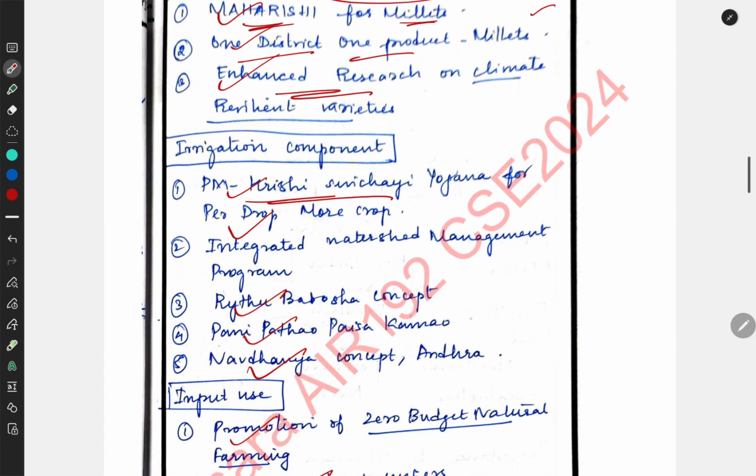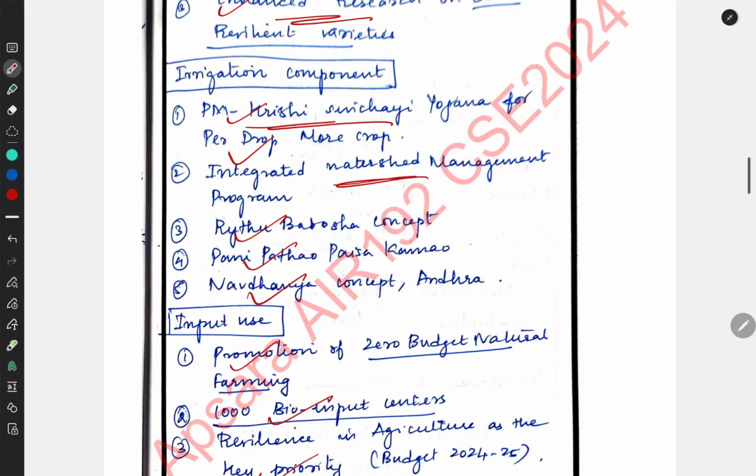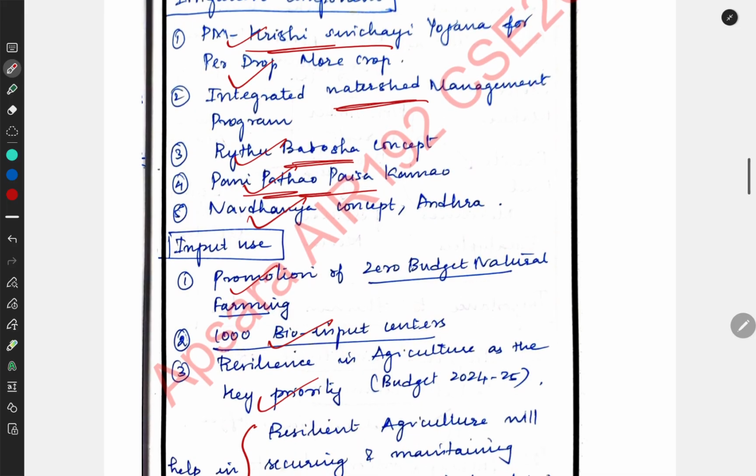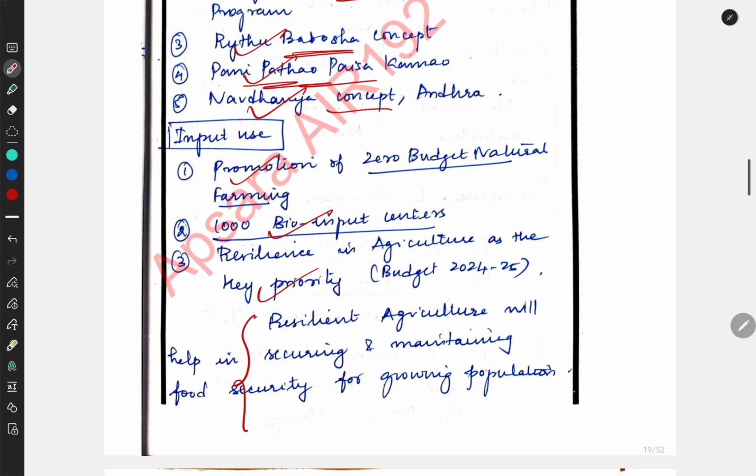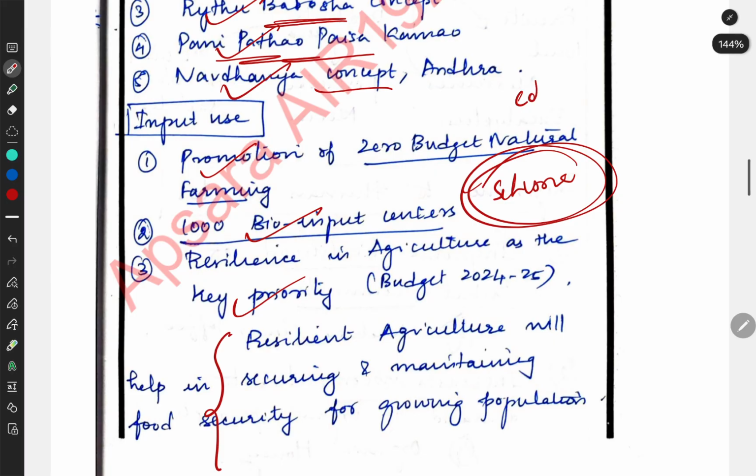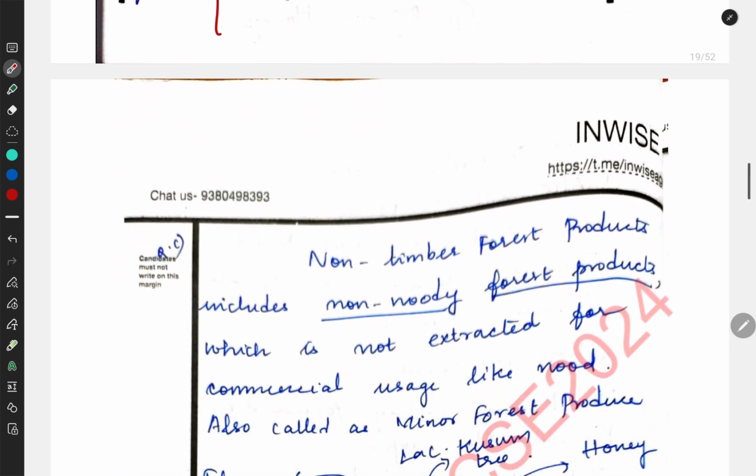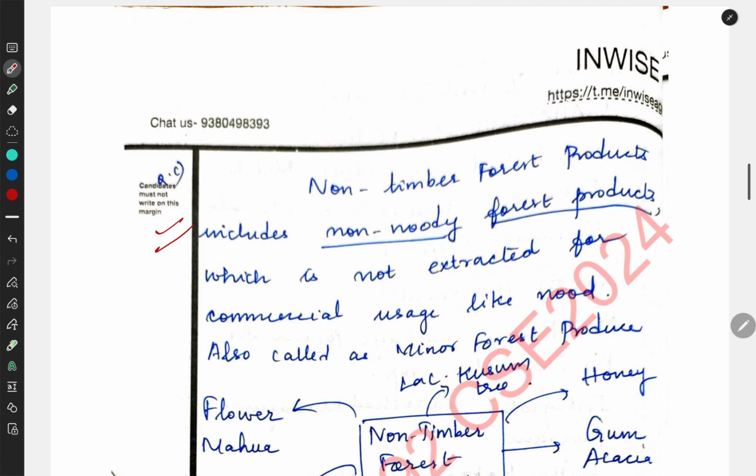Then PM Krishi Sinchai Yojana, integrated watershed management program. Then Raitu Bharosa, Pani Padao Paisa Kamavo, Navodaya concept. Look at the schemes she mentioned in a single answer. Definitely it will give you a good edge over the other students. That's the point I'm telling you. So you should have balanced content, and you should not deviate from the demand of the question. Fine, come to the next.